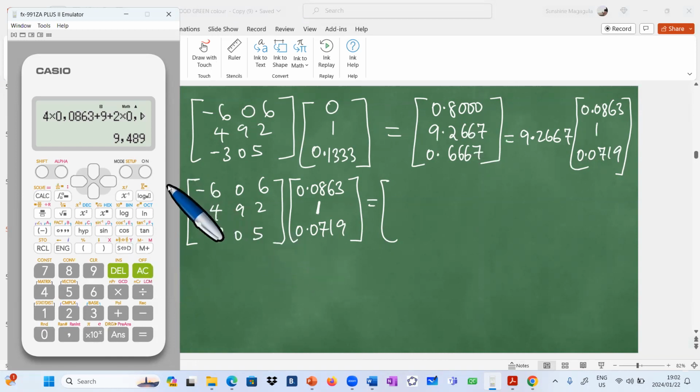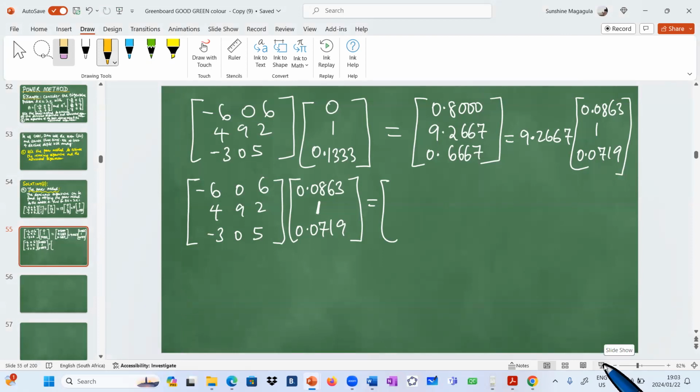And then the bottom row also. So you have also minus 3 times 0.0863. This by that is 0 plus 5 times 0.0719 equals. Right, so what we're getting is 0.1006.